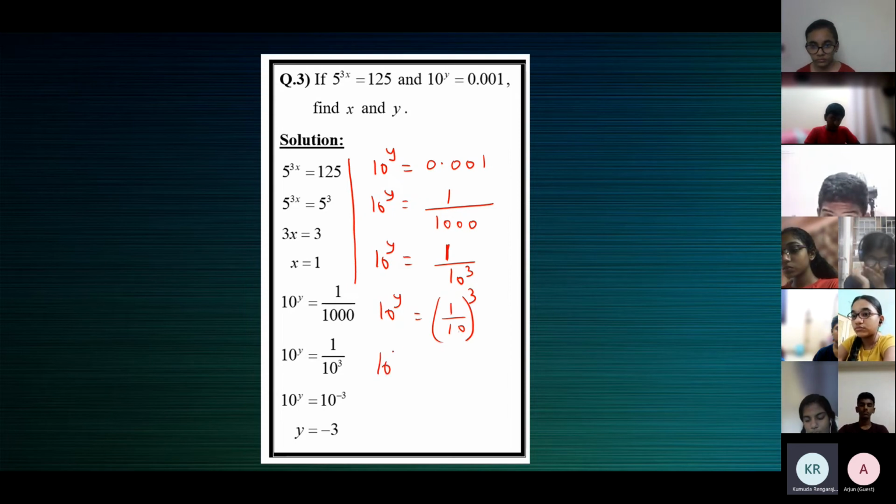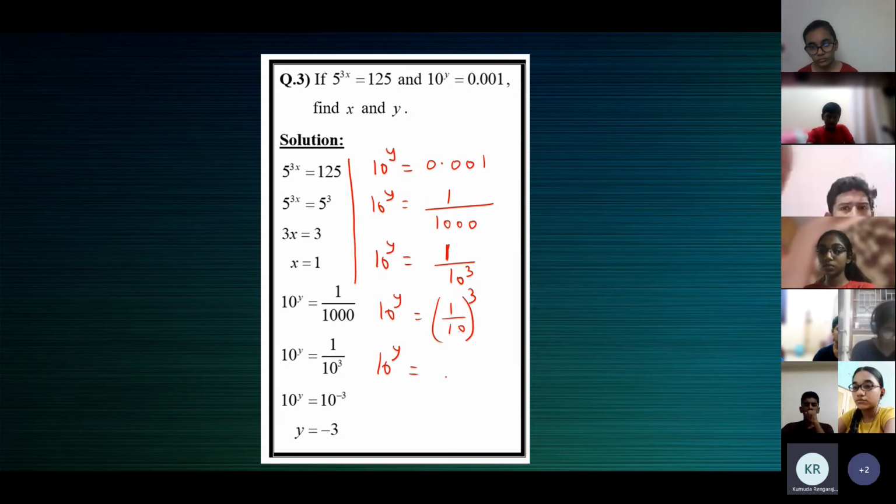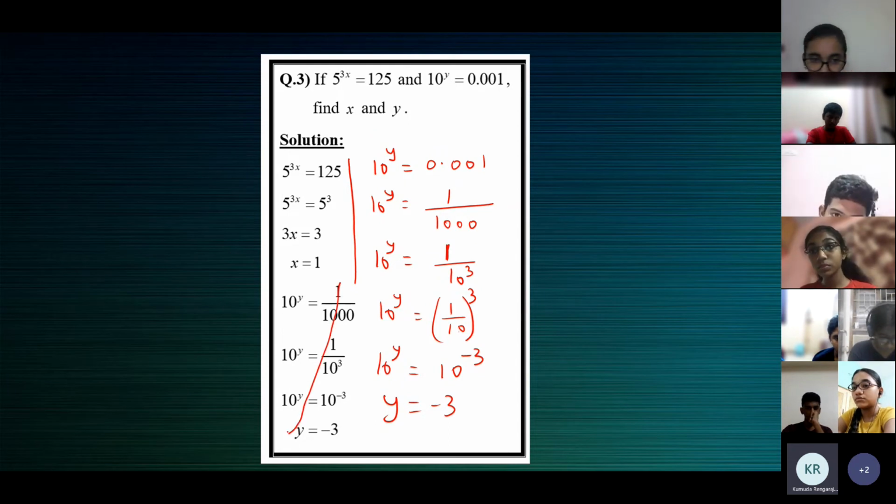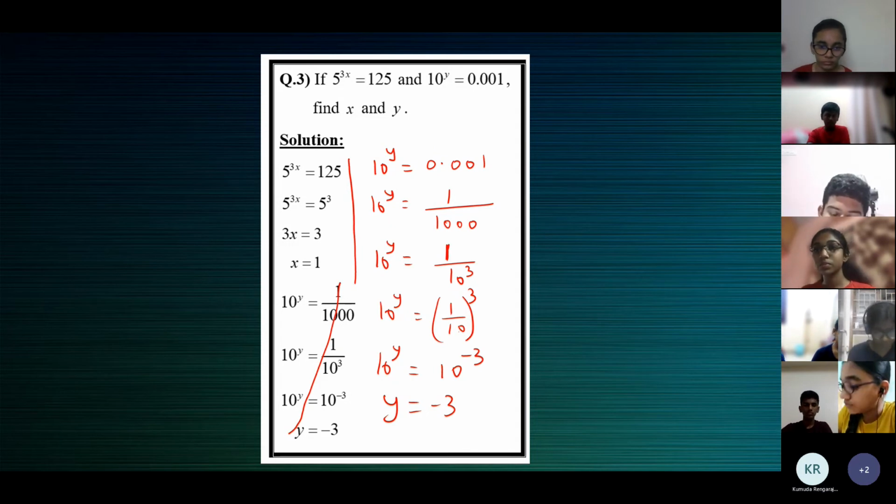Now 10 to the power y is equal to, how do you write the equivalent of this one? Reciprocal of the base, 1 by 10 is 10, negative of the power, minus 3. Now the bases are the same on both sides, 10 and 10. Equating the powers, we get y is equal to minus 3. Maybe here 2 steps are not there. This is correct, I'm not saying it's wrong. You can take down this one. Write down fast, children.